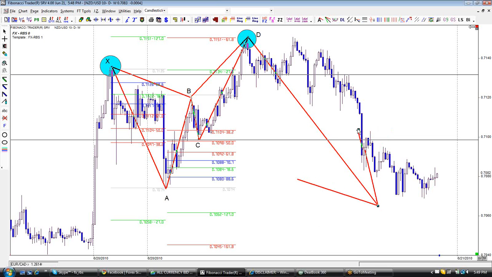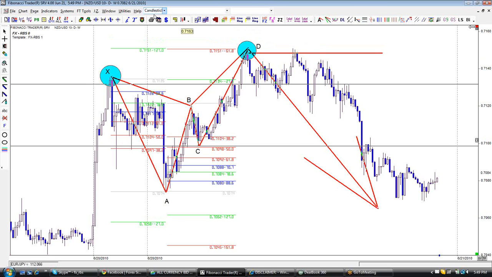And as I said, we always sell a few pips below. So in this case, we'll place the sell entry at 7149, so somewhere here. 7149 would be the sell entry.